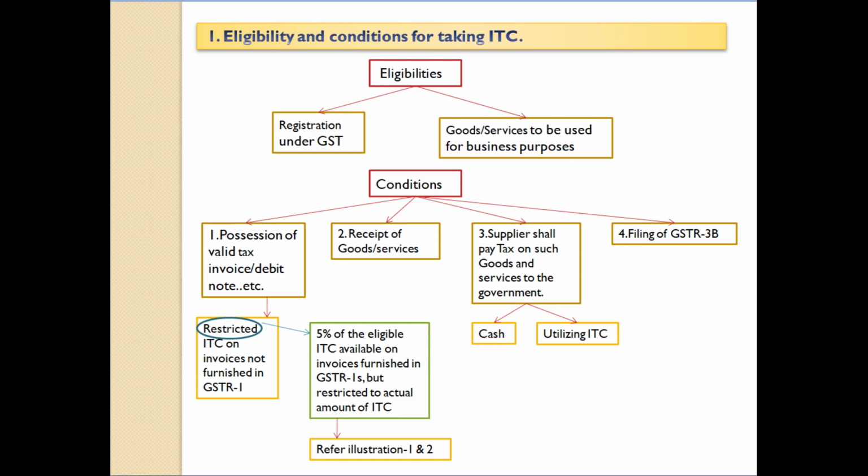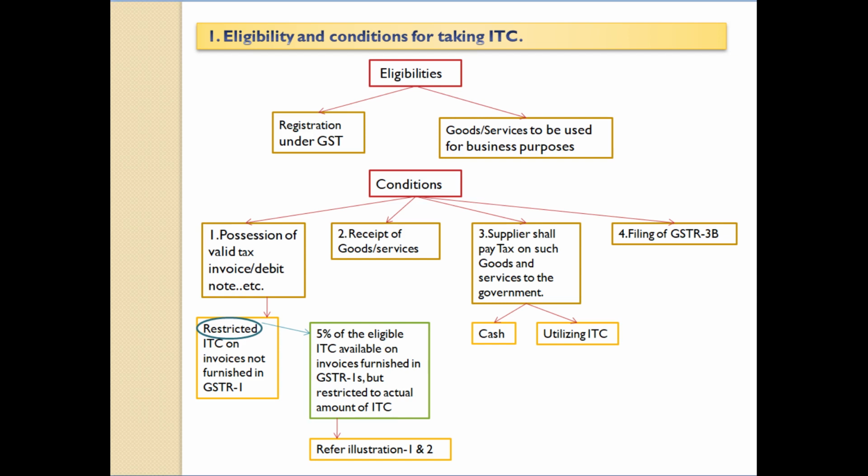In that we see the first one, which is what are the eligibilities for taking ITC. There are two eligibilities given in our syllabus. The first one is the person who is entitled to take ITC on inward supply of goods and services must be registered under the GST Act 2017. And the second eligibility is ITC will be available only on the goods and services which are used in the course of business. If the goods or services are not used in the business, input tax credit cannot be availed on such goods or services.